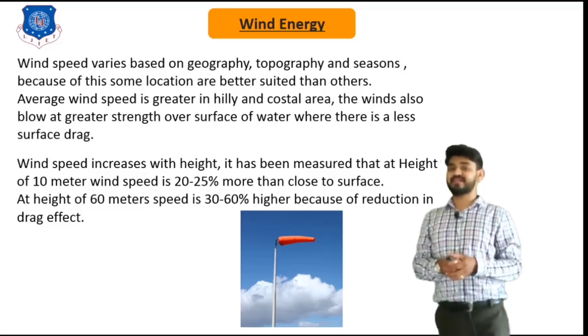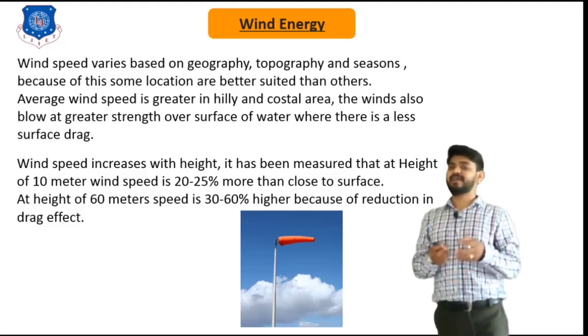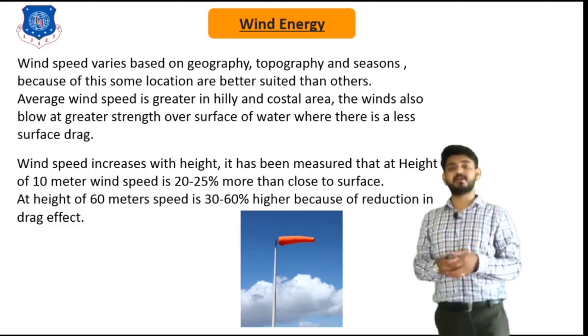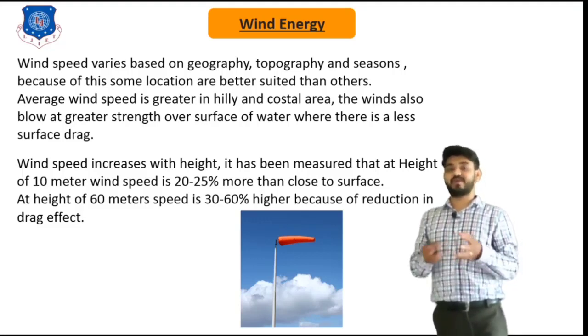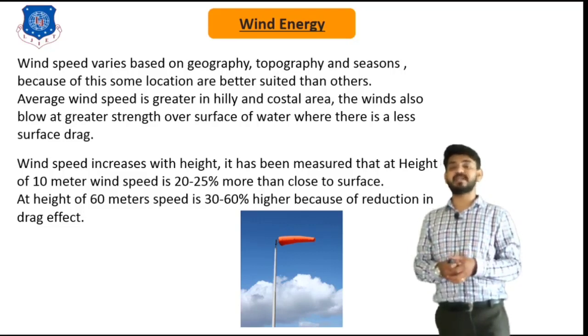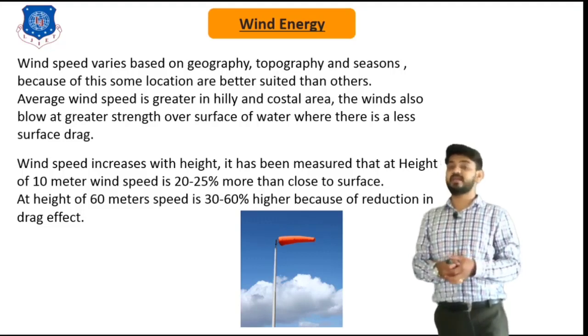It is a fact that wind speed increases with height. By an increment of 10 meters above the ground, wind speed increases by 20 to 25%. If we go 60 meters above the land, wind speed increases by 30 to 60% over that of the surface.